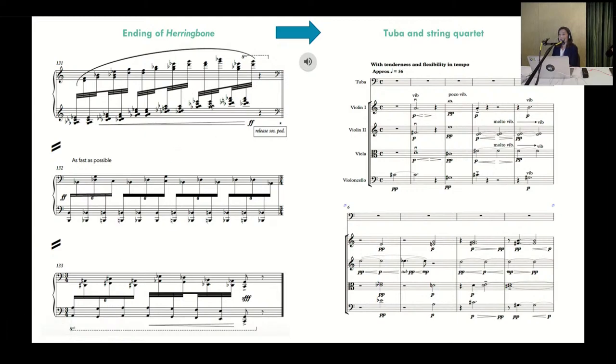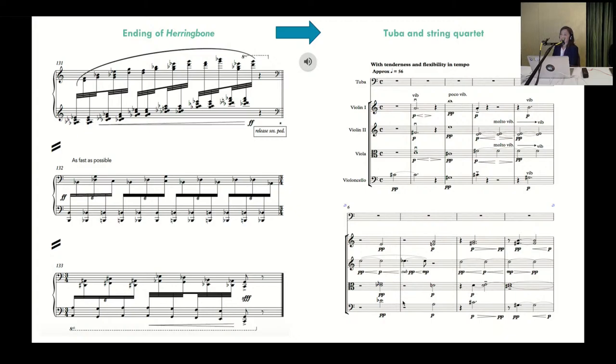Yeah, and then this is the ending of Herringbone, where I talked about the accumulation of texture. Let's just listen to this part, and that begins the next series. So that's the ending of Herringbone, and in the next new piece that I'm writing for tuba and string quartet, the repeated element of the previous work here is actually the chords that I use. I'll show you. And it's intentionally written for a slower movement after that kind of virtuosity in the piano piece. I wanted it to be totally contrasting and slowly, gradually build up the energy again for the finale.